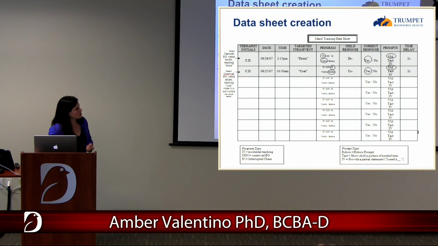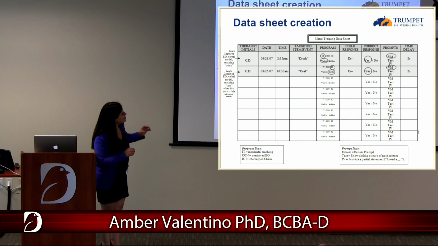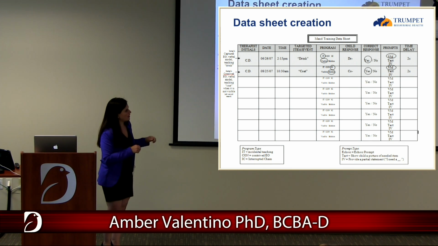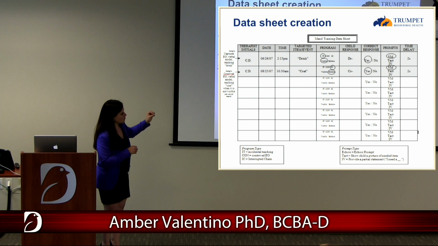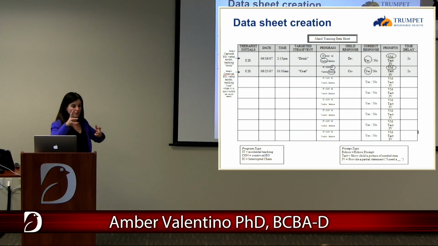So this is just a sample data sheet that has the ability for an individual to circle the different types of prompts that are given and the type of training. You can also have in there the most common antecedents that you're seeing, and graph those and look at them and use them to capture any funky stimulus control issues that you see.